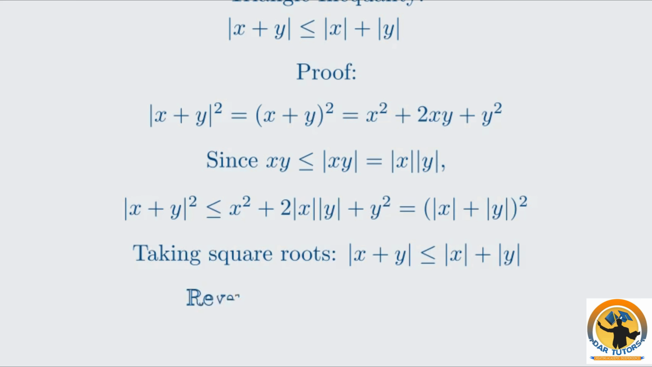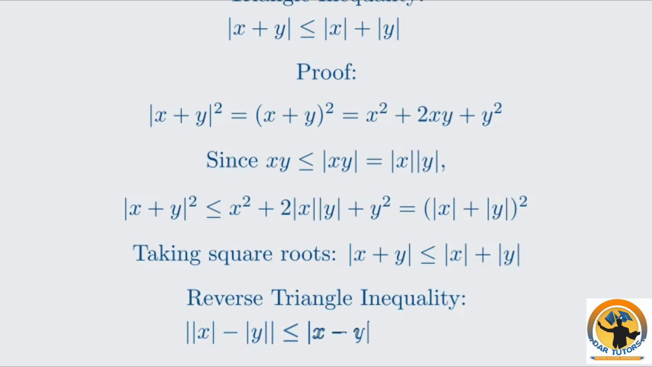The second inequality is the reverse triangle inequality, which states that the modulus of x minus the modulus of y is less than or equal to the modulus of x minus y. This inequality is also true for all real numbers x and y. It's a direct consequence of the triangle inequality.